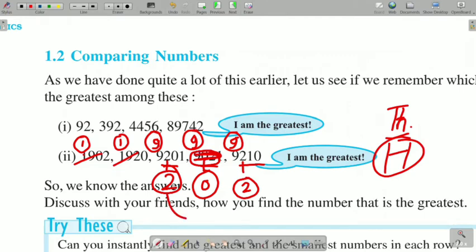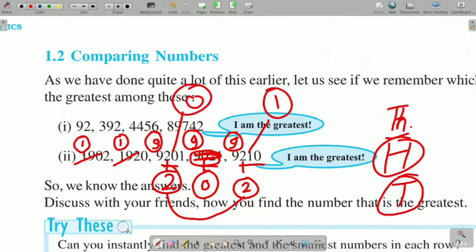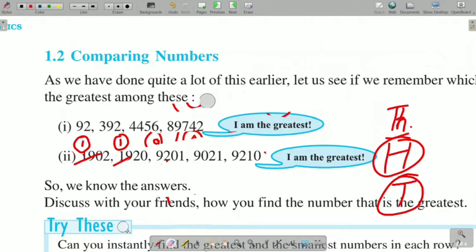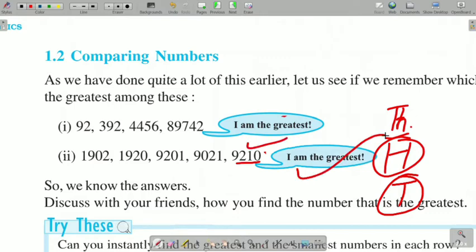Now among these two numbers we have to find the greatest. Once again, here is 2 and here is 2 in the hundreds place, so we can't compare. Go to the next place, the tens place. In the tens place, here we have 0 and here we have 1. So we can clearly say that the last number will be the greatest number. Why? Because we checked the places and found that the last number has the greater digit. For that it is saying I am the greatest.